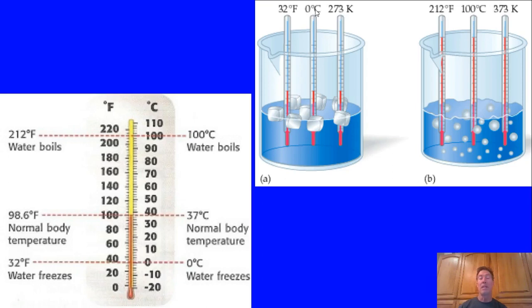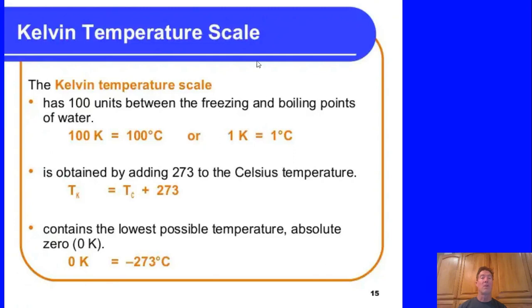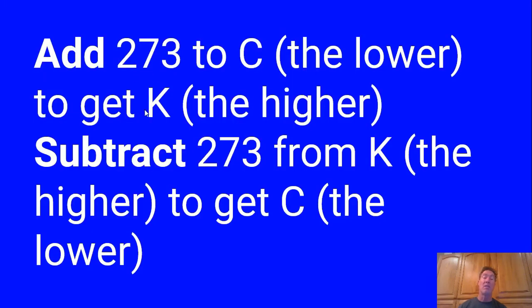I'm starting at 0. To get to Kelvin, I add 273. So just remember, Celsius is always lower than Kelvin, so to get to Kelvin, you're going to add 273. Or remember, Kelvin is always higher than Celsius, so to go from Kelvin, the higher, down to Celsius, the lower, you're going to have to subtract 273. Okay. Gone over all that. So here, again, here are the formulas. You can use these formulas, but I find it easier just to remember which one is higher. Kelvin is always higher, therefore you subtract 273 from Kelvin to get Celsius, the lower.